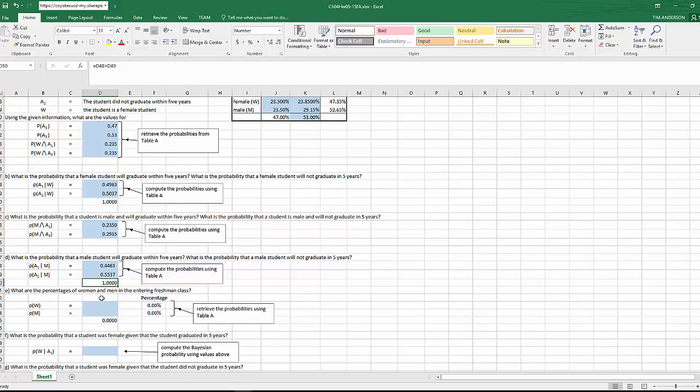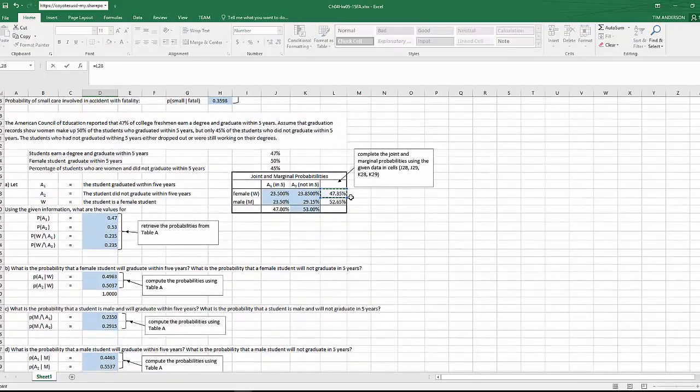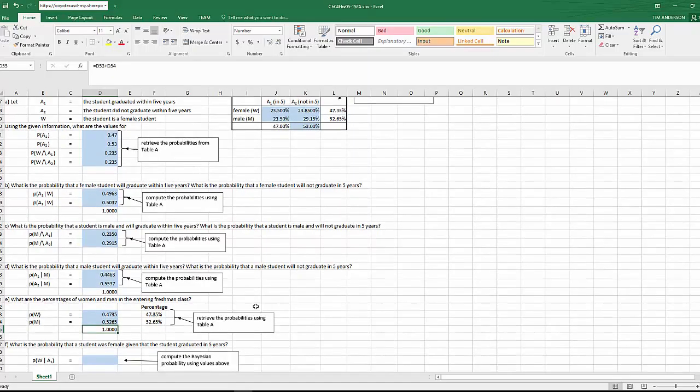So what is the percentage of women and men entering into the freshman class? So we simply take the percentage that they're women, which equals, we know, 47.35, and now the percentage that they're male equals 52.65. Okay, so now we have a calculation that says 1, because we notice that 47% are female, 52 or 53% rounded would be male. It's 100% of the population.